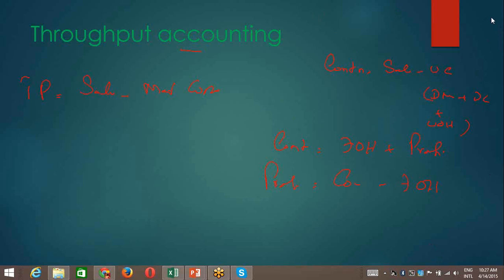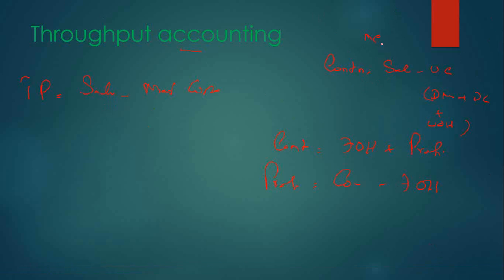Yeah, sorry. So we were talking about the throughput. The difference is here: in marginal costing we take sales minus variable cost. Variable costs include direct material, direct labor, and variable overhead. But here only the material cost is taken.